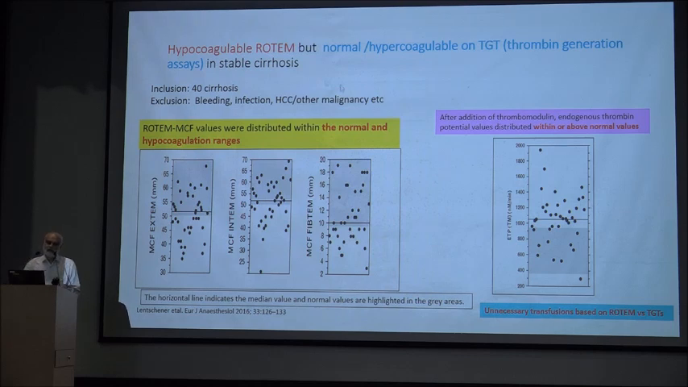Similarly, in cirrhotics, there is a hypocoagulable ROTEM, but normal or hypercoagulable thrombin generation assays in stable cirrhosis. So again, ROTEM may be abnormal, but still thrombin generation assays are normal. So even ROTEM can give us information that if we transfuse according to ROTEM, we might be over-transfusing again.